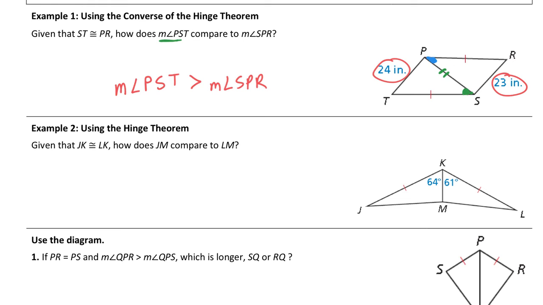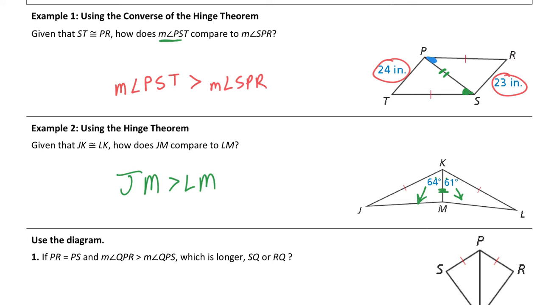Okay? In the same way, we're going to look at example 2. KM is congruent to itself by that reflexive property. Angle JKM is greater than angle LKM, which makes JM longer than LM. So we're looking at the segment opposite from these angles. The larger angle makes the longer segment. The longer segment is made by a larger angle.